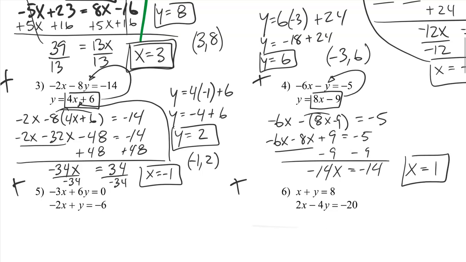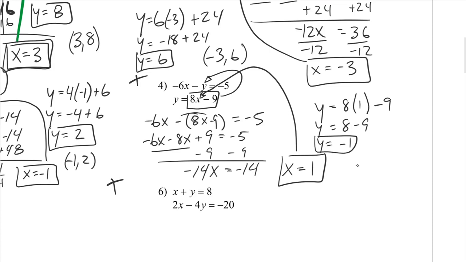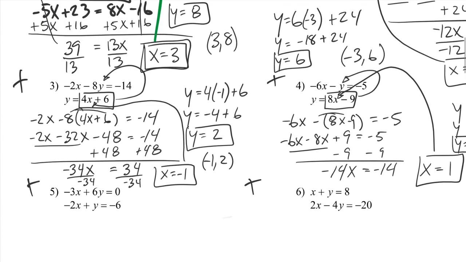And so then we'll take that value of x and substitute it in for x here. So y equals 8 times 1 minus 9. 8 minus 9 is negative 1. So that's the point 1, negative 1. That's where our solution is.